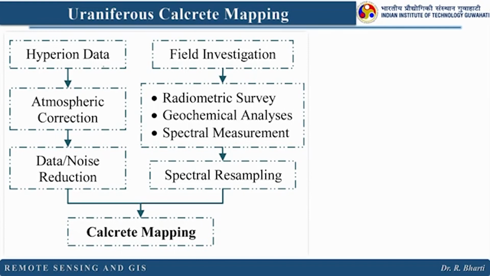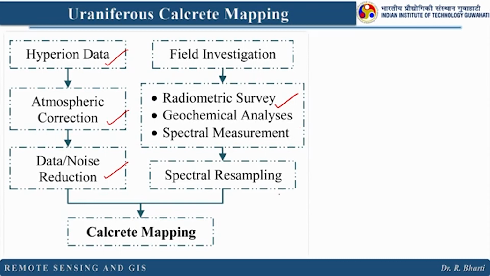So, the Hyperion data was used and the atmospheric correction was done. After that, the data was corrected for noise and the unique bands were identified. At the same time, the field investigation was conducted and the radiometric survey was done, and the samples were collected for lab analysis, and then geochemical analysis and spectral measurements were performed.